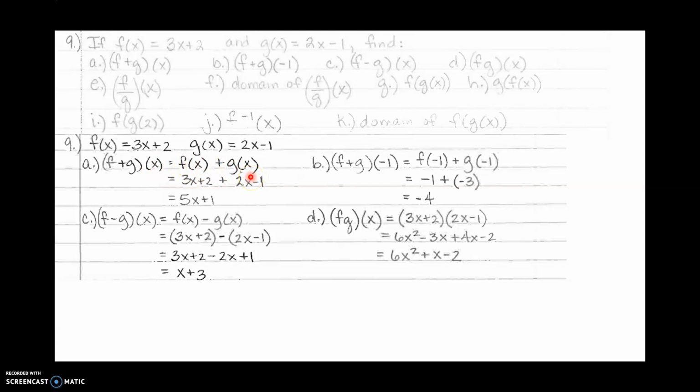So I'm going to take the two functions they gave me. f of x was 3x plus 2, plus g of x was 2x minus 1, and I'm just going to add those. So 3x and 2x is 5x, and 2 minus 1 is 1.